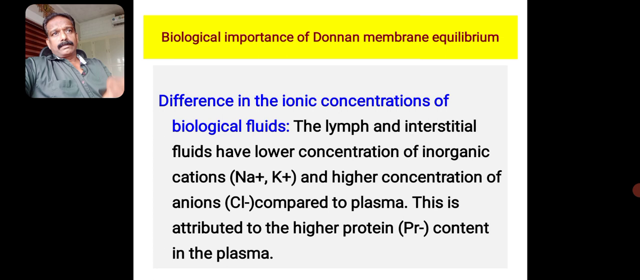Here we have taken the case of the chloride ion, its accumulation in interstitial fluid. The amount of chloride ion in interstitial fluid is higher compared to plasma, because in plasma there is an increased presence of protein anion, which does not move across. So chloride gets accumulated in interstitial fluids. That is one of the cases.